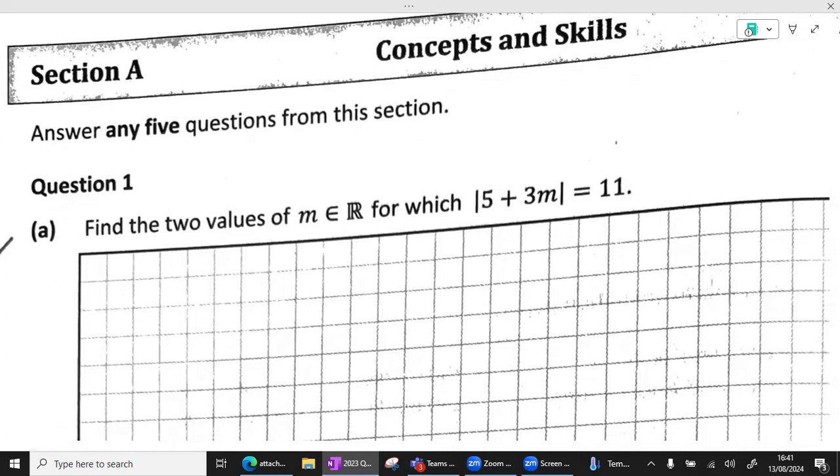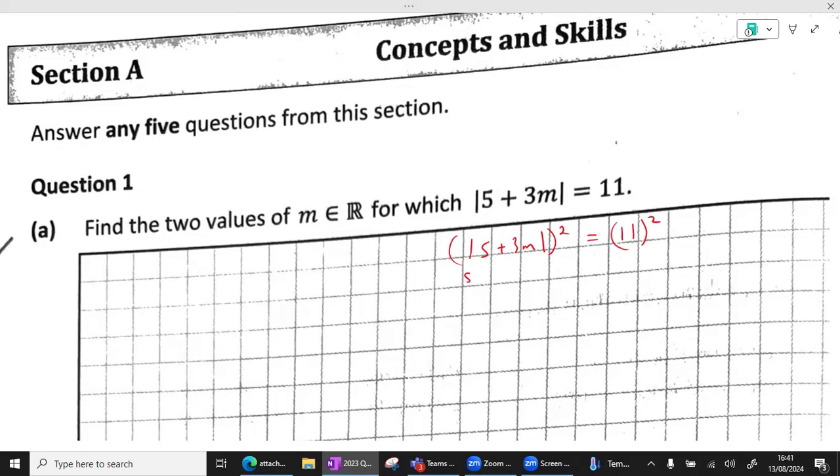So essentially, what we're going to do here to get around this is we're going to square both sides. If you go back to your notes, you'll see that the method we always used was we square both sides. So I square the absolute value of 5 plus 3m, and I square the 11. Now, the reason I'm doing that is because whether the answer is positive or negative, it's almost irrelevant, because when you square something, you make it positive. So that's the method that we use.